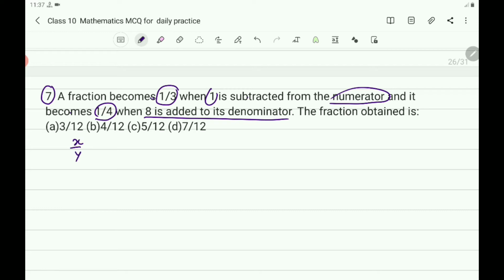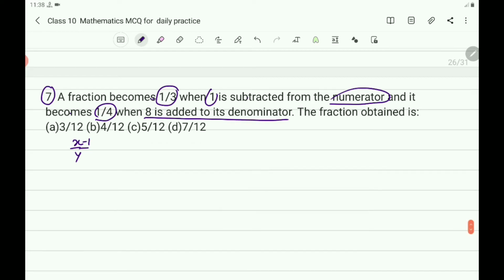If 1 is subtracted from the numerator, let us subtract 1 from x, x minus 1 by y, that fraction becomes 1 by 3. Now you do the cross multiplication. 3 into x minus 1 equals y, that is 3x minus 3 equals y. Then you take the second condition. It becomes 1 by 4 when 8 is added to the denominator. You write x as it is, y plus 8 as the denominator.